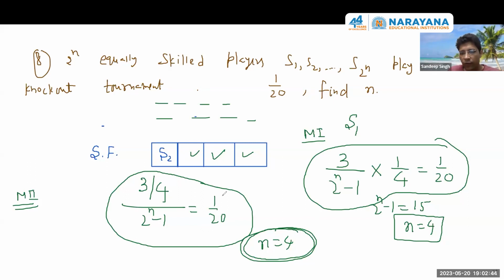If S2 loses, who is going to win? Any other person. That means this chance of 75% is going to be equally distributed among all the remaining persons, so they all will have equal chance of winning. So what is the chance of a particular remaining person? 3 by 4 upon the total number of persons, which is 2 power n minus 1. Understood?